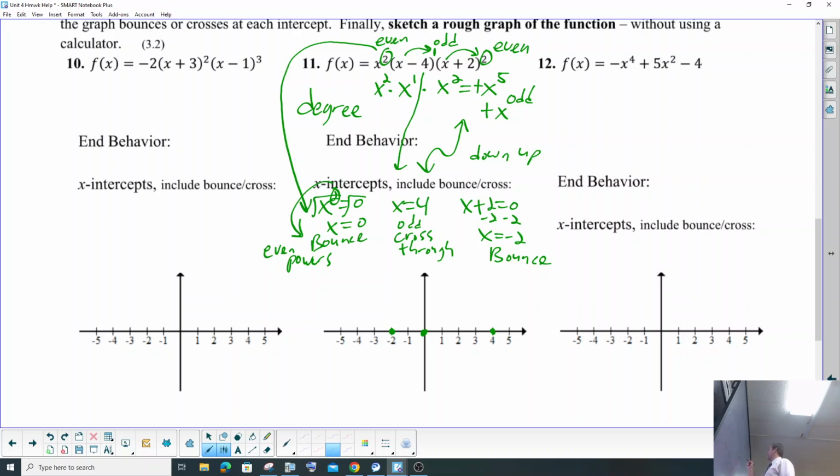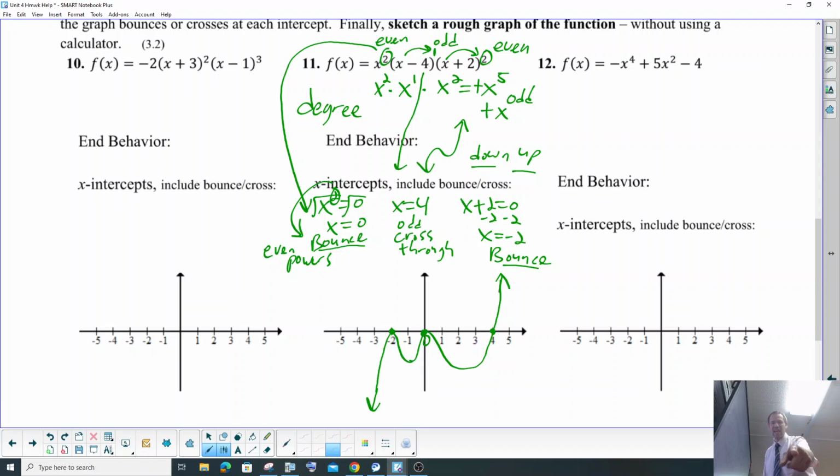Now what's our end behavior? Down and up. So we're going to go down and then up. And so what are we going to do at 2 and negative 2? At negative 2, we're going to bounce. At 0, we're going to bounce. And then at 4, we're going to cross through. Woo! We did it. Remember how to do it now?